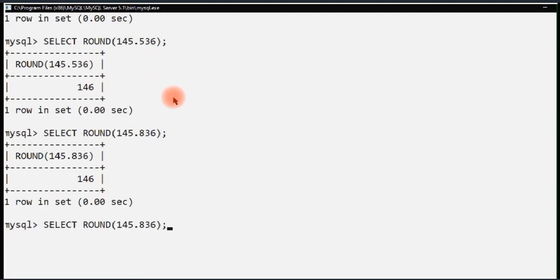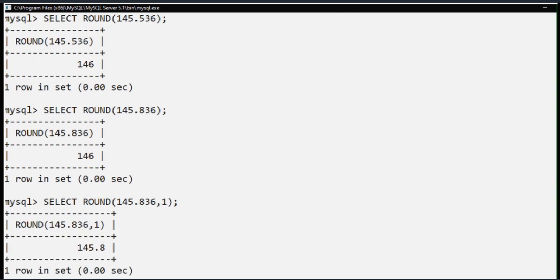Now, I am giving a parameter here, that means after the comma 1. What does it mean? It means I want to keep only one value after the decimal. That means only one digit is allowed after the decimal. So what am I going to do? I am going to check the second digit. To keep one, I have to check the second one. If it is less than 5, there will be no change in the previous value. It means the answer will be 145.8.